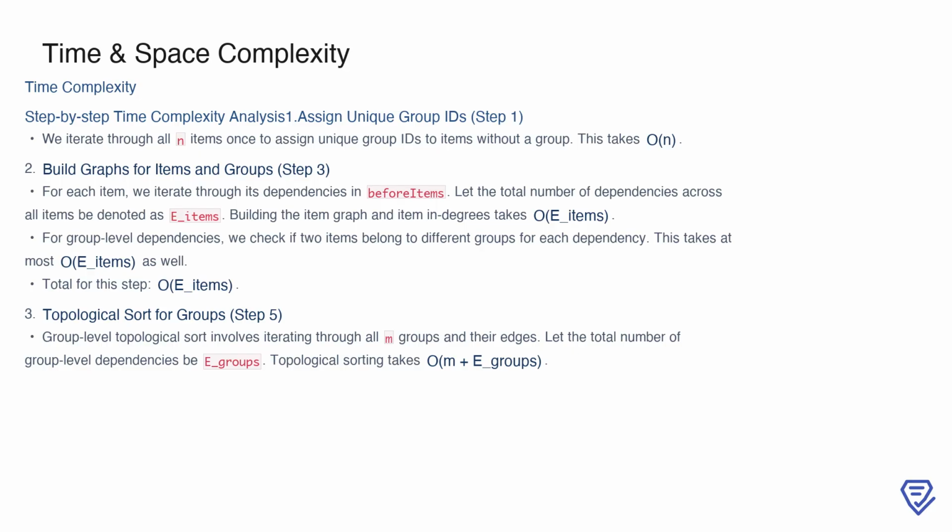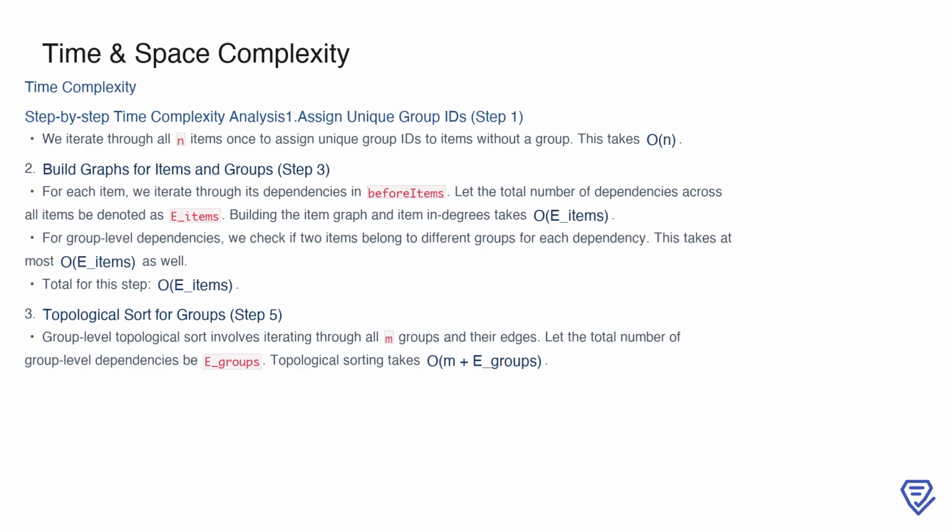Next, we construct graphs for items in groups. For the item level graph, we iterate through all the dependencies listed in before items. If the total number of dependencies is denoted as e_items, this step requires e_items time. Similarly, for group level dependencies, we check if 2 items belong to different groups for each dependency, which also takes at most e_items.